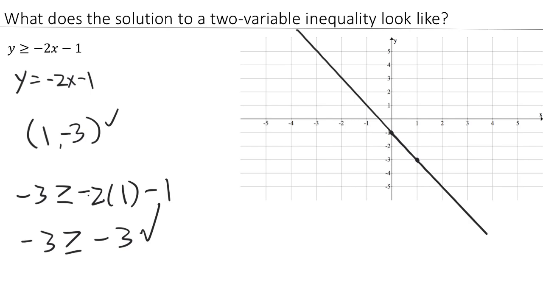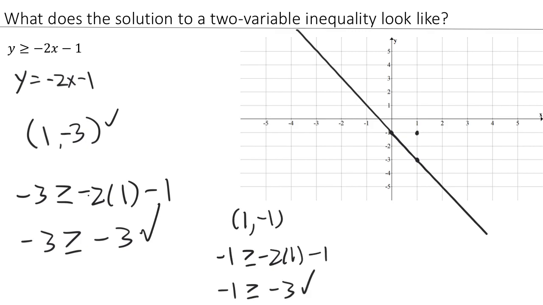Let's test a couple points that are off the line and see what we can conclude. Let's start with this point, 1 comma negative 1. If we plug those values in for x and y, we would get negative 1 greater than or equal to negative 2 times 1 minus 1. Simplifying would give us negative 1 greater than or equal to negative 3, and that's true. So the point 1 comma negative 1 is a solution to our inequality.